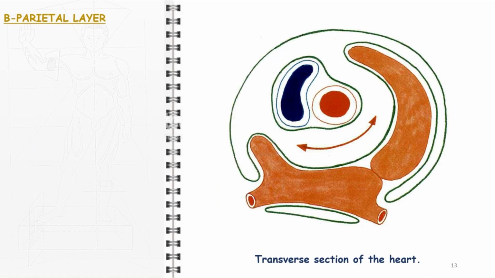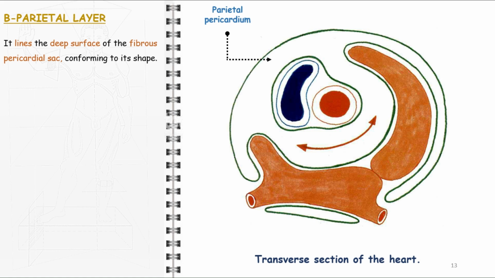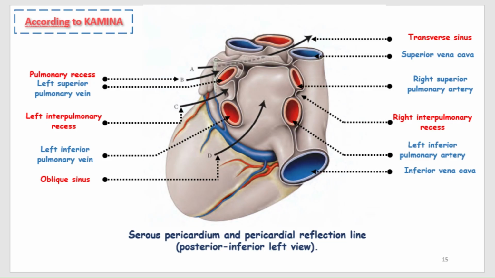Meanwhile, the parietal layer lines the deep surface of the fibrous pericardial sac, conforming to its shape. After lining the arterial and venous pedicles, the visceral layer reflects and continues with the parietal layer. On the arterial pedicle, the line of reflection is located far from the origin of the arteries.